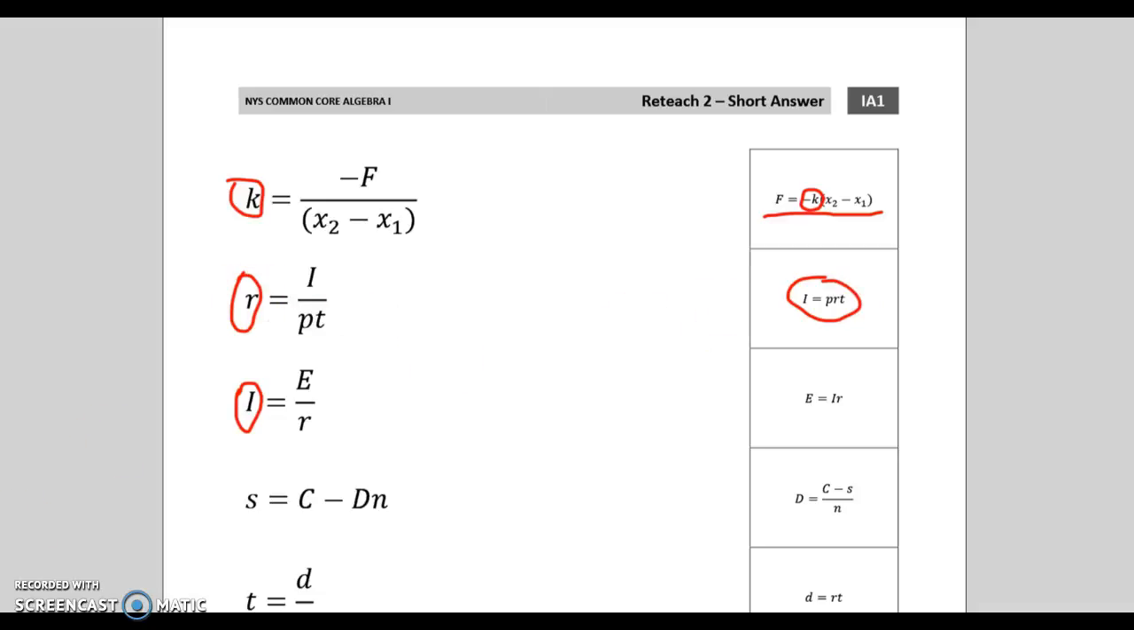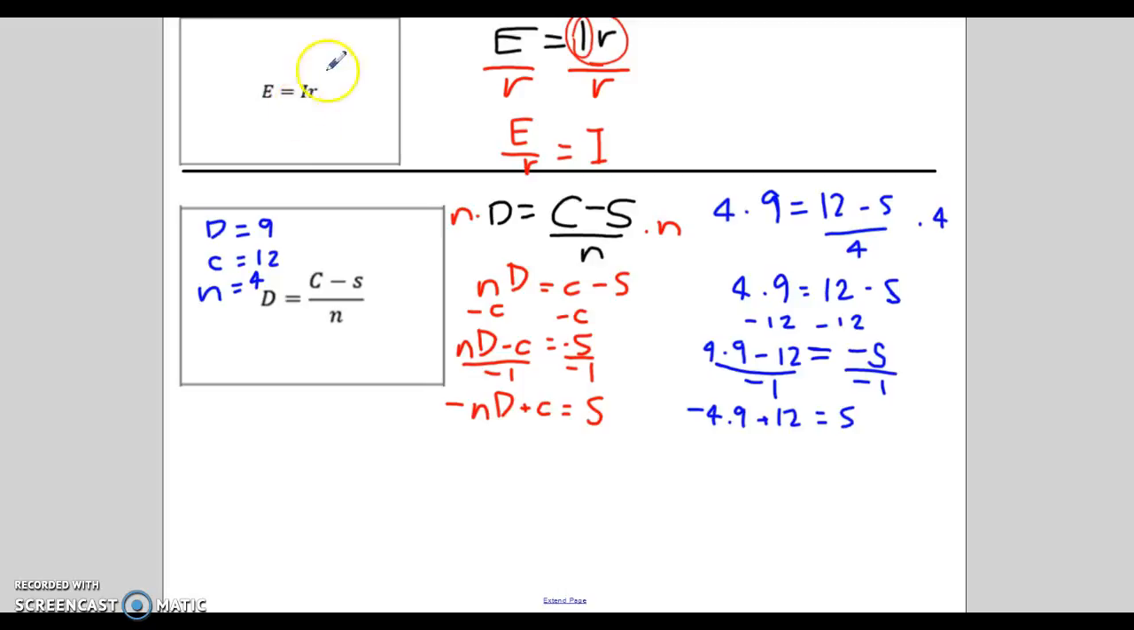The work page should look a little bit like this. We're going to take every one of the equations, one of the samples is E equals IR, and we're going to solve it for the variable that we want. In this case, we wanted the I for Christina. Take a look at the method that she used.